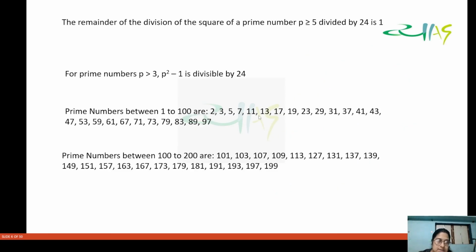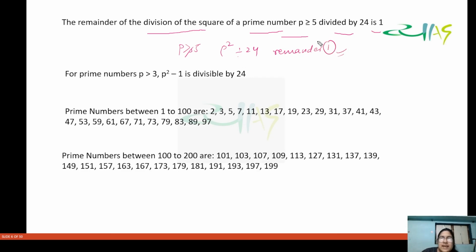I hope I am clear with this. Now let's move forward. The remainder of the division of the square of a prime number greater than 5 divided by 24 is 1. Basically what it is saying is that any prime number greater than 5, if we square it and divide by 24, the remainder will always be 1.